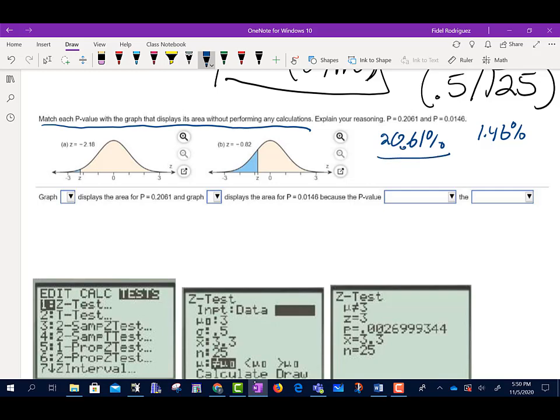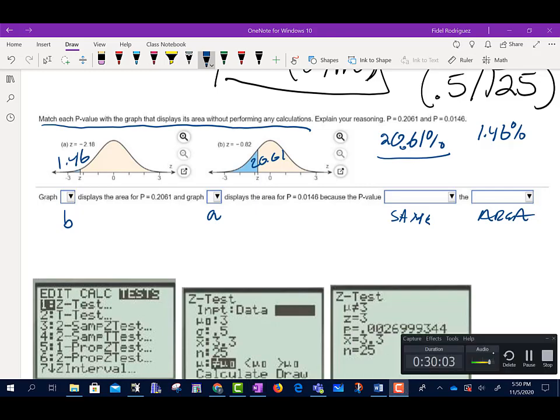Well, this is the bigger one, right? So now, wouldn't this one here be the 20.61, and this one here would be the 1.46? So now it says the graph for which one? The graph for B displays the area, and the graph of A displays the area because the p-value is the same as the area. Okay. All right.